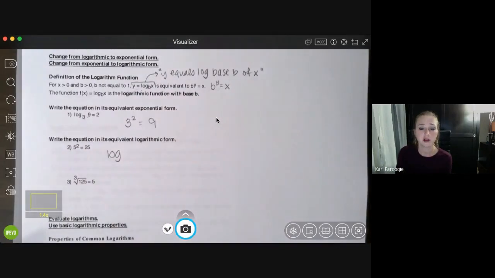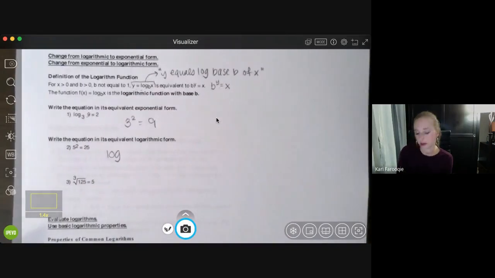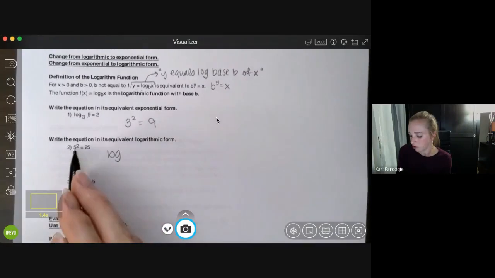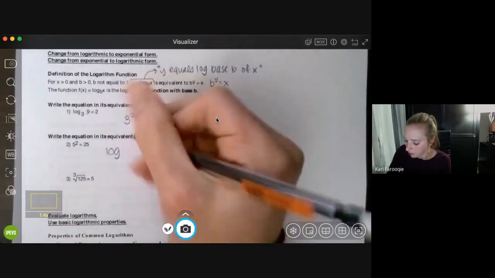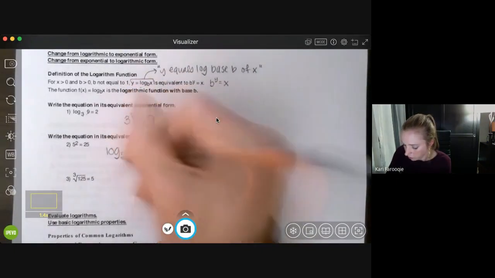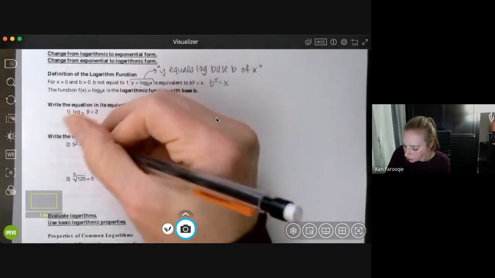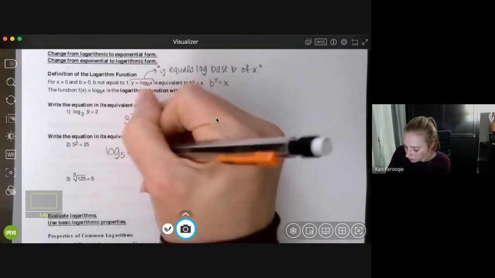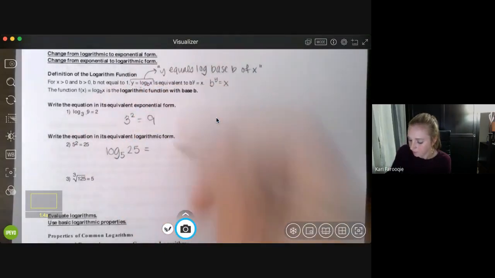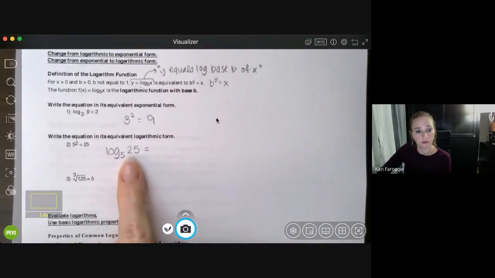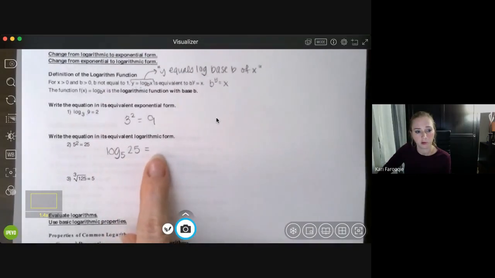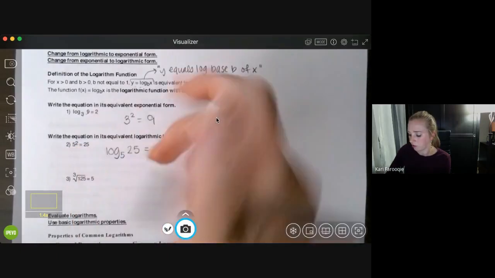The base of the log comes from the base of the exponential expression, which is 5. We're taking 5 to the second power. So the base for our log is 5. And then the argument for our log is on the other side of the equal sign. A logarithm is an exponent, and the exponent is 2.